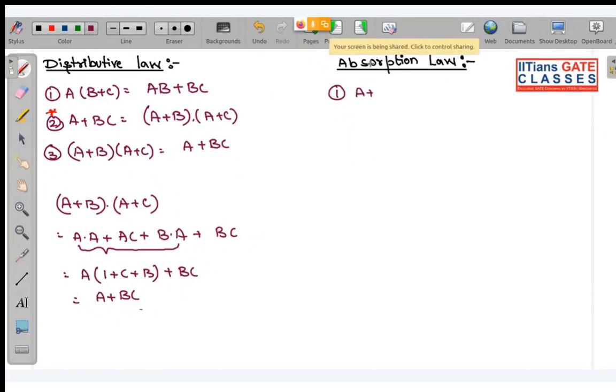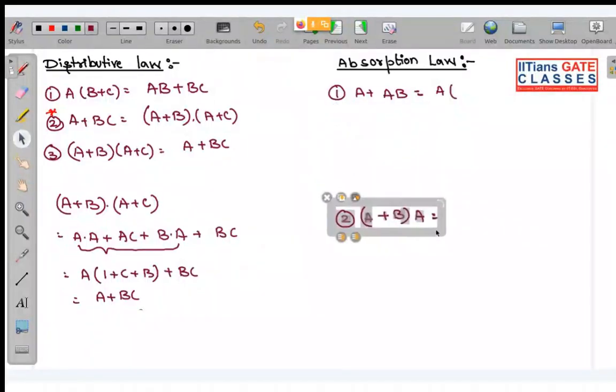Absorption law. What is happening? Okay. So even if you don't remember the name, that this is distributive law or this is absorption law, it is okay. It's totally fine. So this will be, if you take A common, 1 plus B, or this is A.